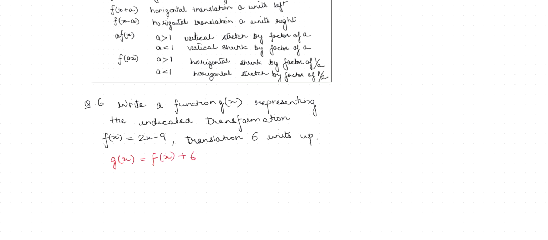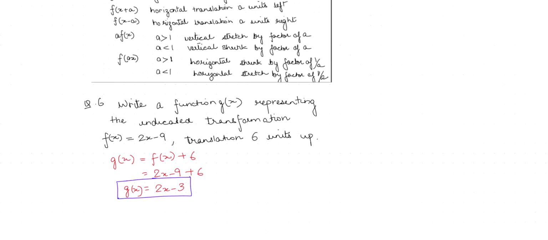So this would be 2x minus 9. We substitute f(x) plus 6. Now we simplify. So this becomes 2x minus 3. So our g(x) is 2x minus 3. This was the function given to us, 2x minus 9, and we translated 6 units up, which gives 2x minus 3.